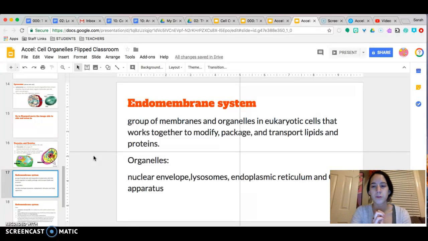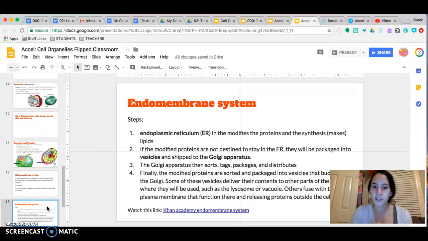apparatus. Now, we can also consider the cell membrane a part of this as well, but these are pretty much the four major ones that anybody you ask will say are part of the endomembrane system. So, here are the steps in the endomembrane system.